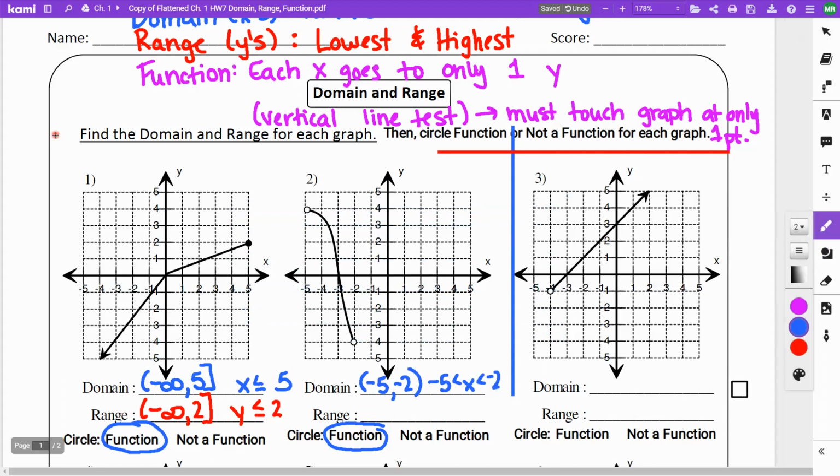So I'm going to go open bracket, -4 to 4. And if I'm doing it as an inequality, -4 less than y less than 4.